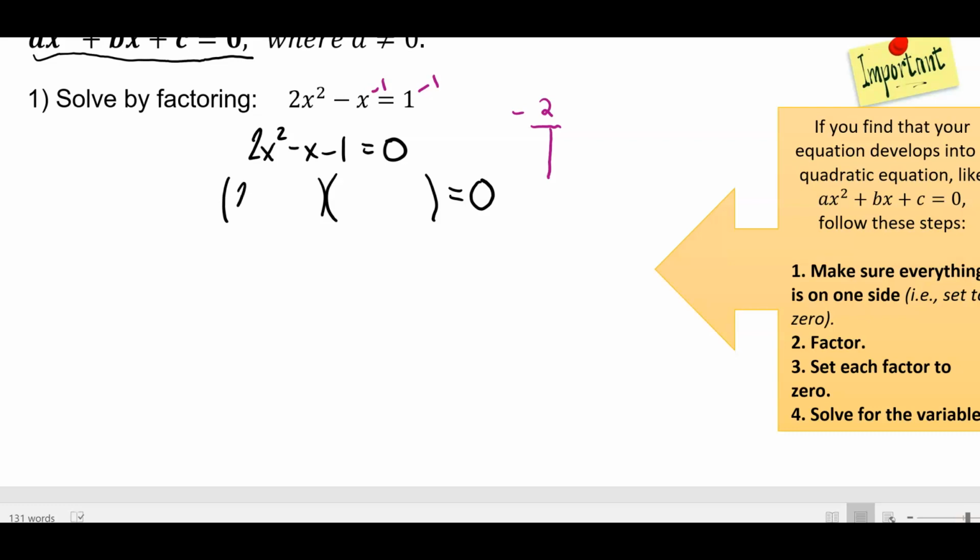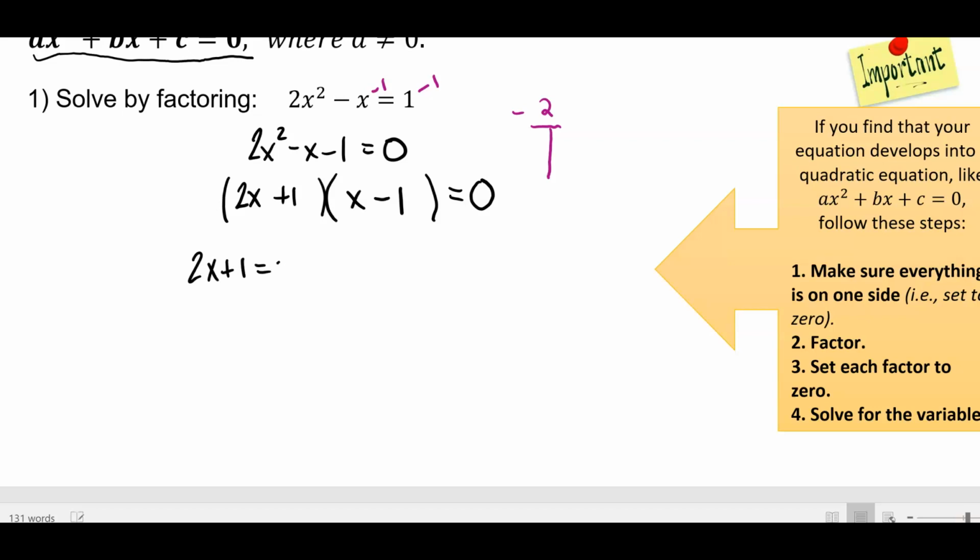I'm going to go ahead and put some factors here. 2x plus 1 times x minus 1. So hopefully you ended up with something that looks like this. When you multiply, you can check it. That's 2x squared, that's negative 2x, plus 1x, negative 1. So that works. Hopefully you had either 2x plus 1 times x minus 1 or x minus 1 times 2x plus 1. It's the same thing.